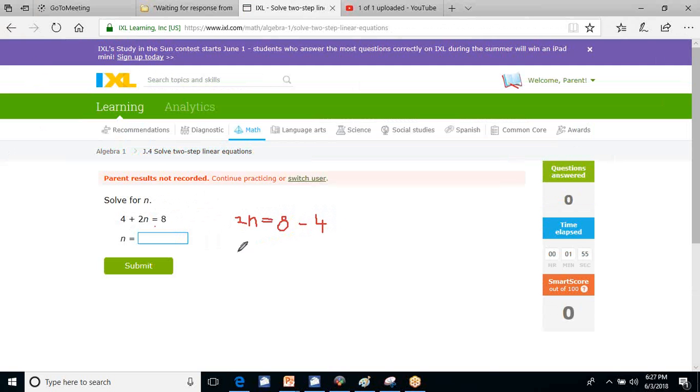So this 2n is equal to 8 minus 4, which is 4. And then if you divide both sides by 2, then you get n is equal to 2. N is equal to 2. So let's write that in.